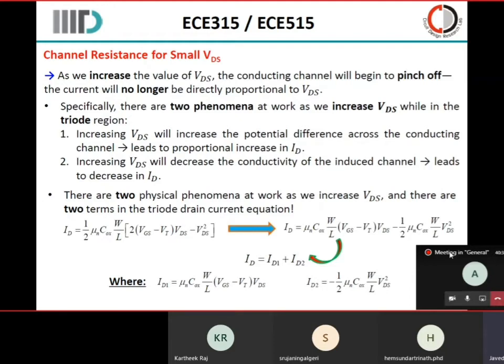If you take the current equation in the linear region and split it, ID equals mu n Cox W/L (VGS minus VT) times VDS. Let's call that ID1. And minus 1/2 mu n Cox W/L VDS squared. Let's call that ID2.